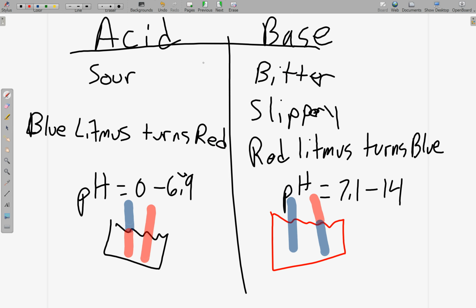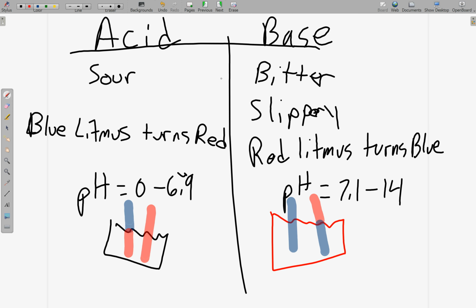All right, so bases taste bitter. Think about soap. Have you ever accidentally gotten soap in your mouth, washing your face or something? It tasted bitter. They're slippery. Think about soap. It's slippery. If you're doing laundry and you get some bleach on your hands, it feels slippery. Even when you're trying to wash it off, it still feels slippery. It's because it's a base. Bleach is a particularly strong base.